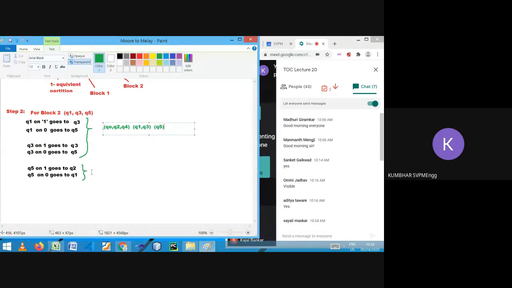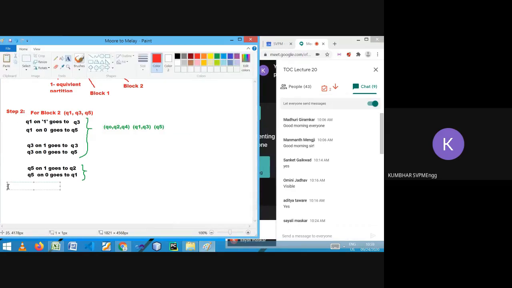So are you getting this? Yes, sir. So this is the partition of block 2. We received this partition: Q1, Q3, Q5 is divided into Q1, Q3 as one group and the second is Q5. Let's go next now. Similarly, for block 1, we have to find out the partition.